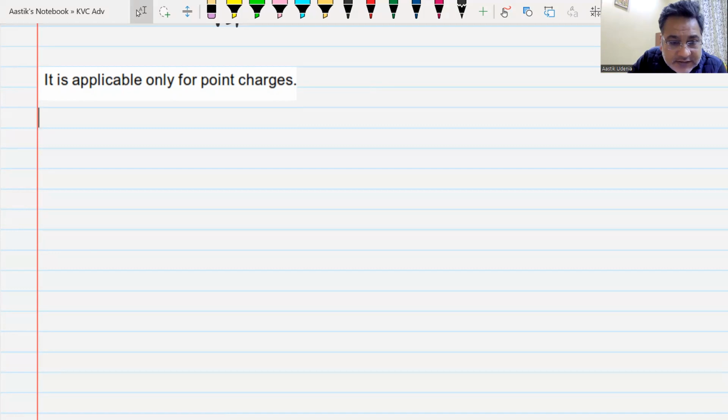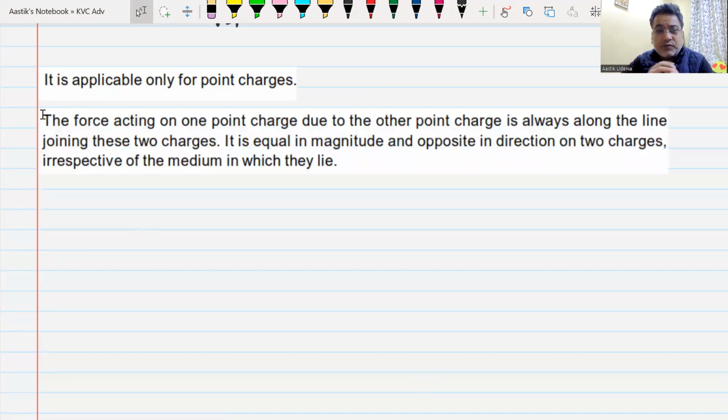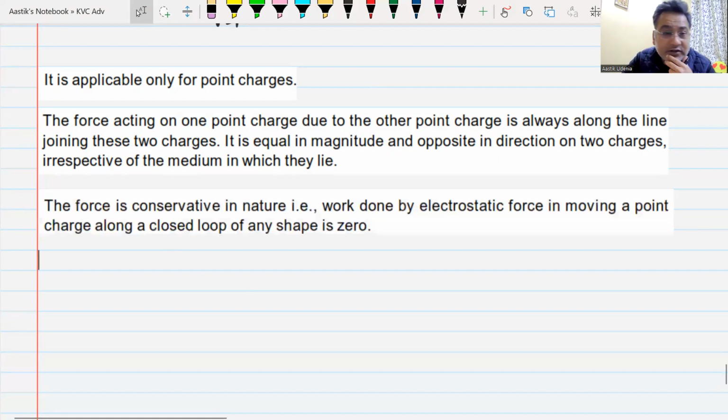First, let me say, then I will give you time to write. The next point is that the force between the two point charges is equal and opposite. Action reaction force: whatever force one charge exerts on the other charge, the second charge will also exert the same force but in the opposite direction. Do we understand this? Yes. This electrostatic force is a conservative force. We have already dealt with conservative force. Yes or no? Yes, sir.